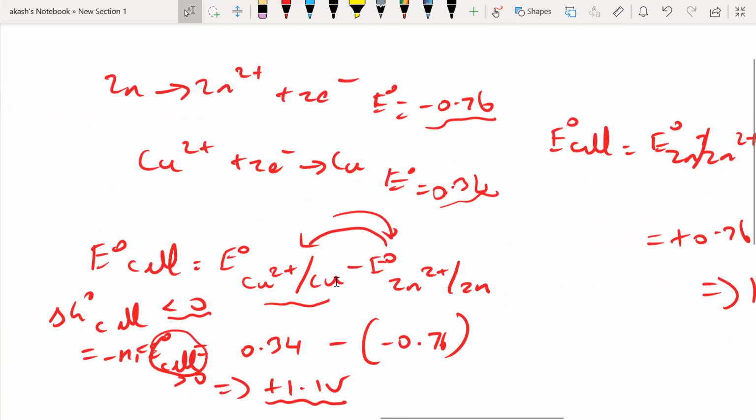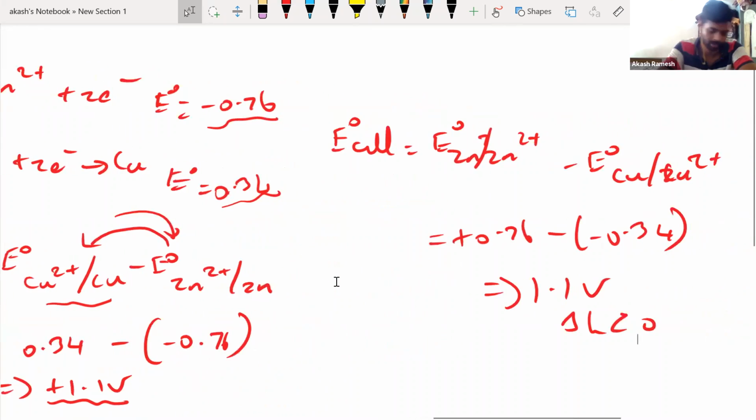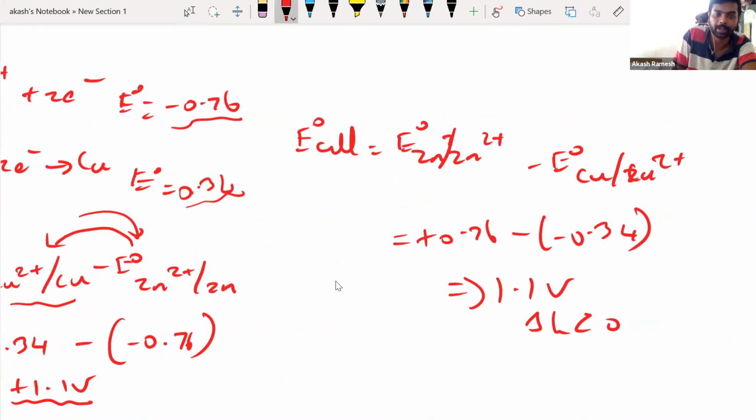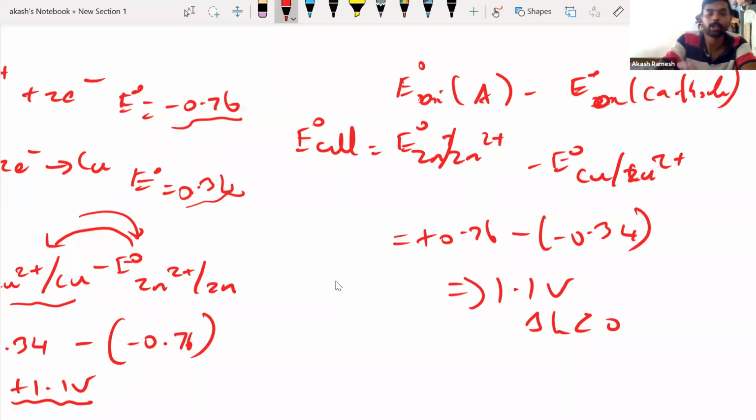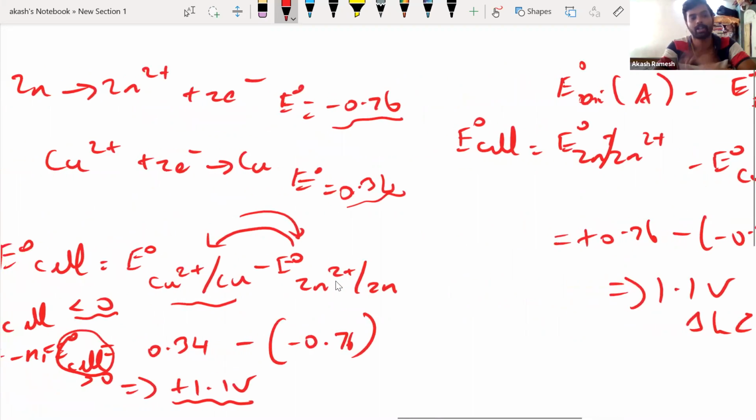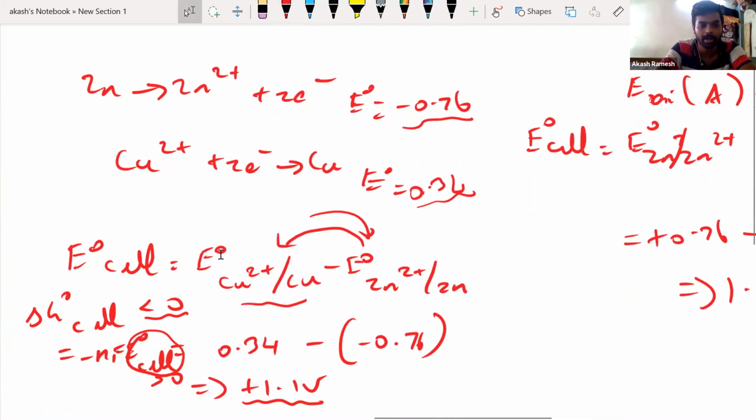Sir, for oxidation potential, the E naught cell value is E naught anode minus cathode. Absolutely, I forgot to mention that. If I talk in terms of oxidation potential, it will be E naught oxidation of anode minus E naught oxidation of cathode. Yes, that's absolutely true. That is why, to avoid all these confusions, we use only reduction potential, that is E naught reduction potential of cathode minus reduction potential of anode. As simple as that.